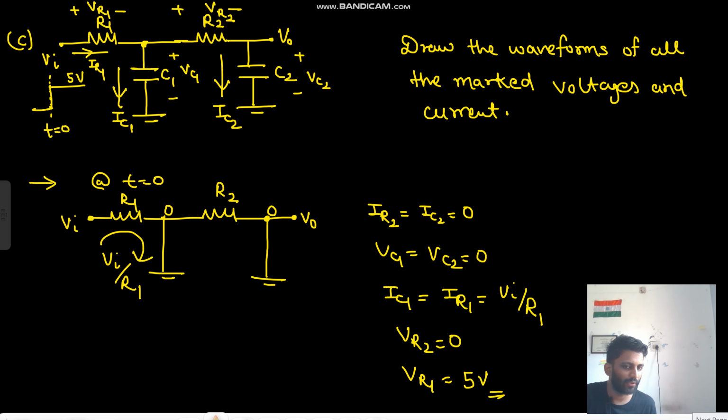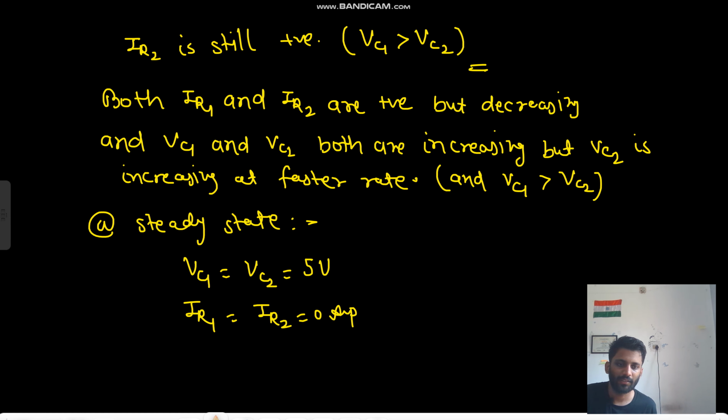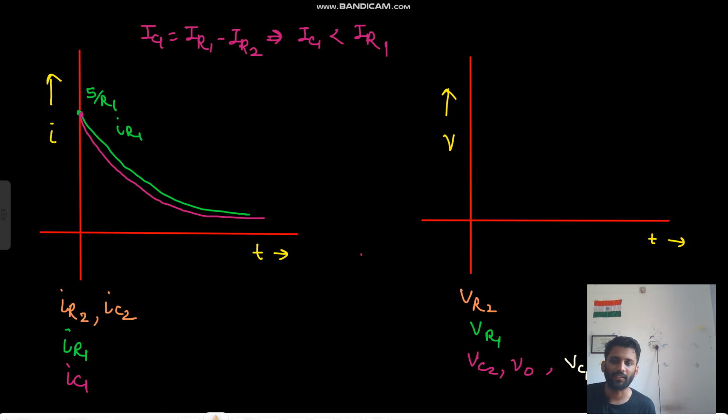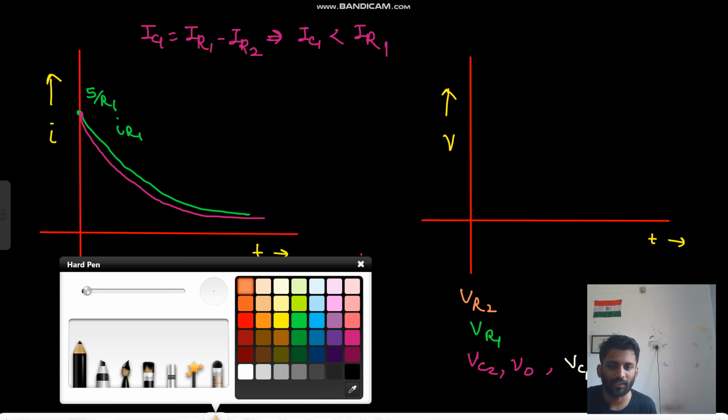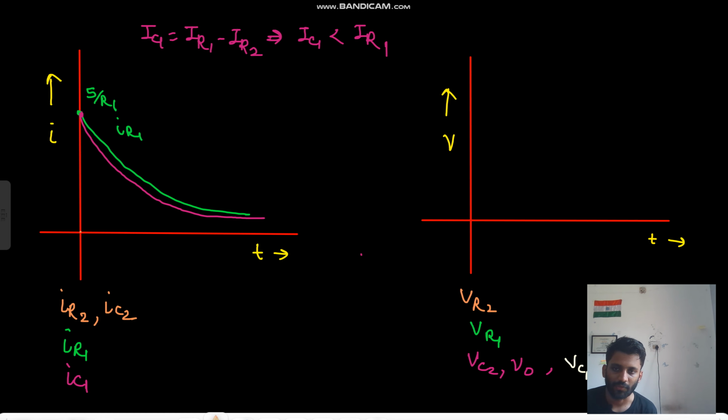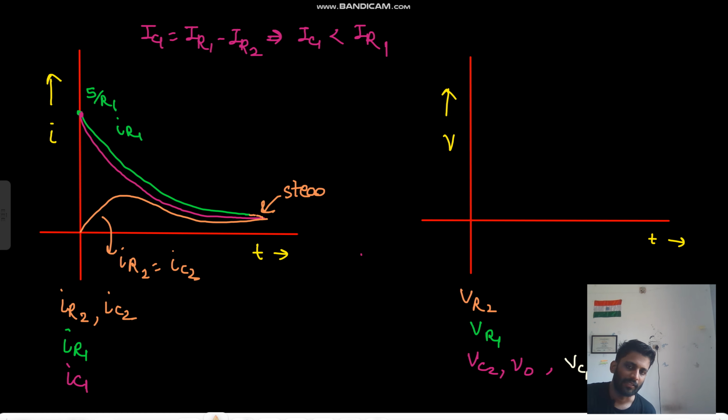It will go equal to IR1 only at steady state. Okay, so at steady state IR2 will be equal to IR1 and both will be at 0. Both will be equal at the same time, right? So it will go something like this. Okay, so all have reached the steady state. This IR2 is equal to IC2. So steady state is reached at the same time.